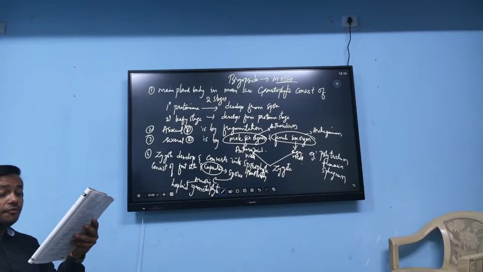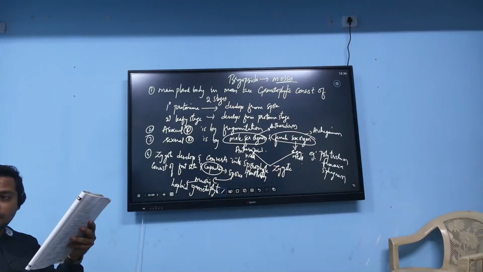Yes. Which of the statements is wrong about bryophytes? Number one, they lack vessel and sieve tube. It is correct, because they don't have a well-defined vascular tissue system. Neither do they have xylem nor phloem. So that is correct.